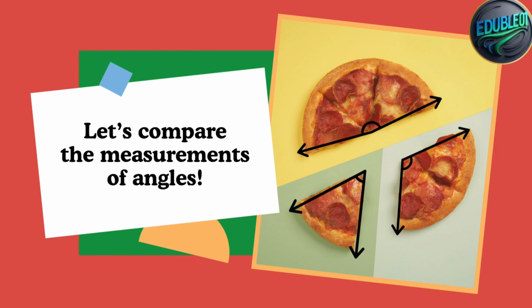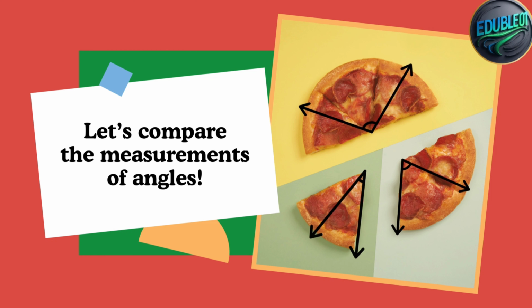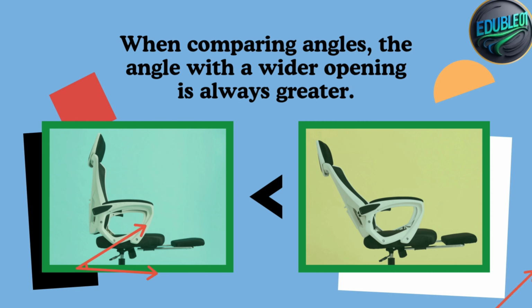Let's compare the measurement of angles over here. Can you see? Different angles, different sizes, are being formed. When comparing angles, the angle with a wider opening is always greater. As you can see in the picture, the chair with the wider angle has the greater angle.